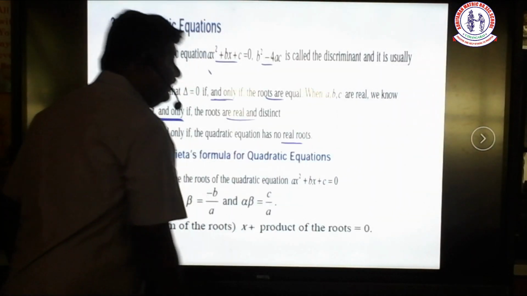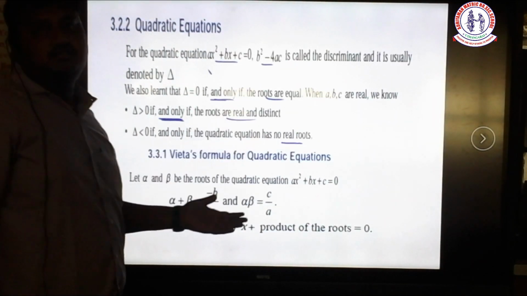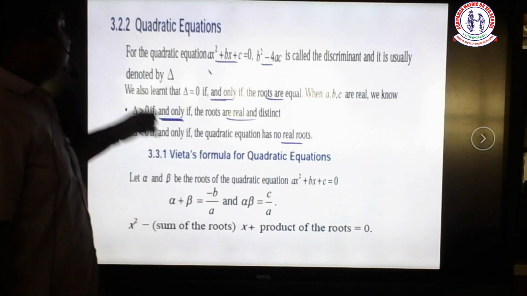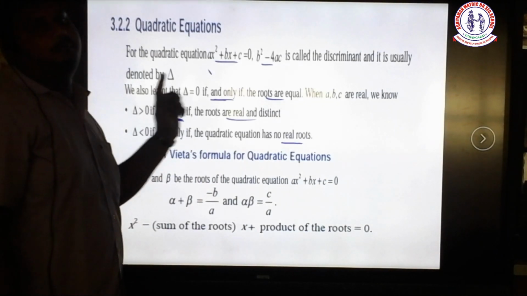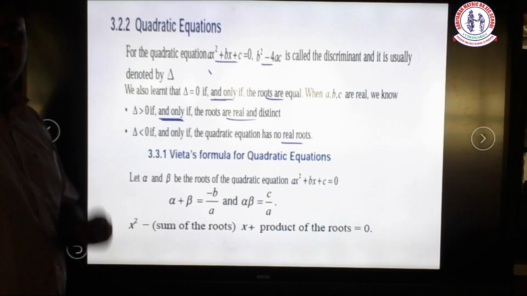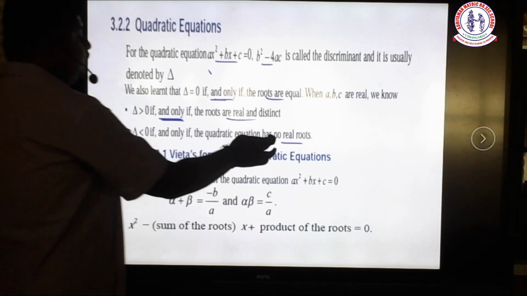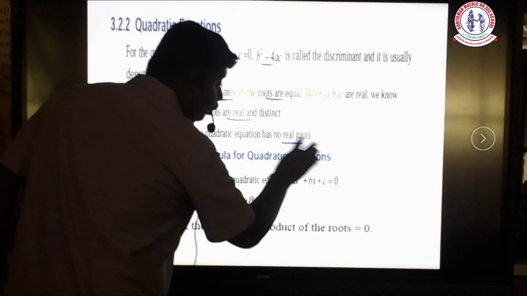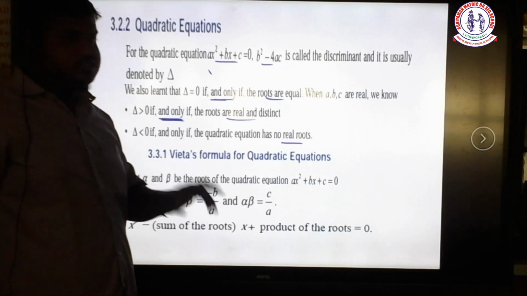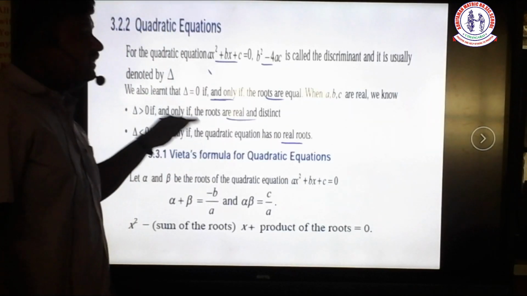Up to this 10th standard, you have no real root. In 12th, you already learned about complex numbers. So it also has roots in complex numbers. For every equation there are roots. So here it has only no real roots. That's why we are writing no real roots. It is not no roots. It has no real roots. It has roots in complex numbers.